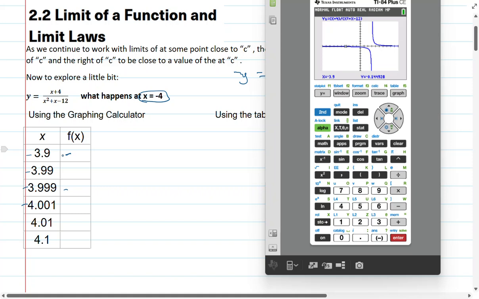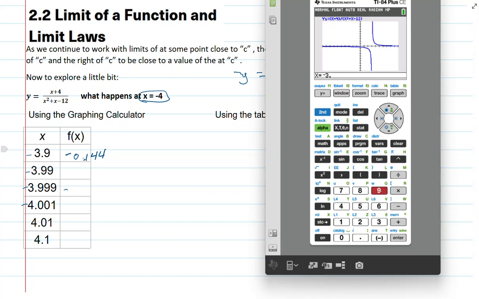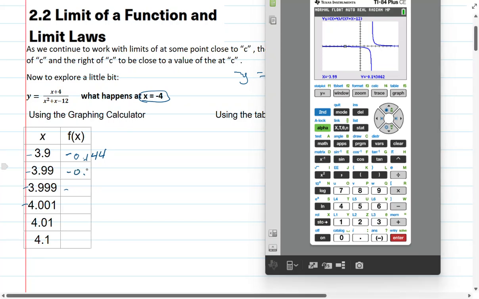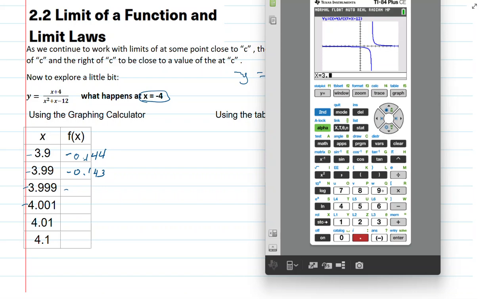And I get a value of, it looks like negative 0.144. Did you all get that? Okay, just making sure that I'm on point. Negative 3.99. Getting closer every time. Negative 0.14. Well, actually, it's just another 4. If I round it, negative 0.14. Then negative 3.999.